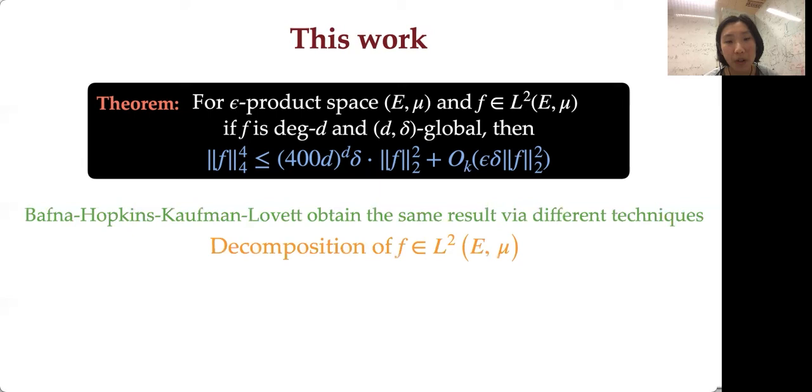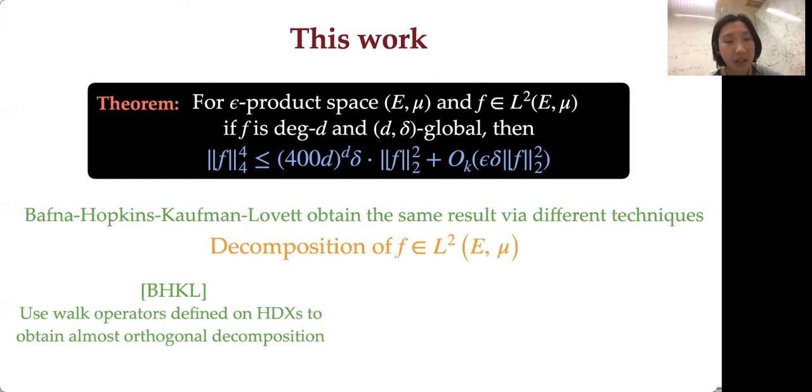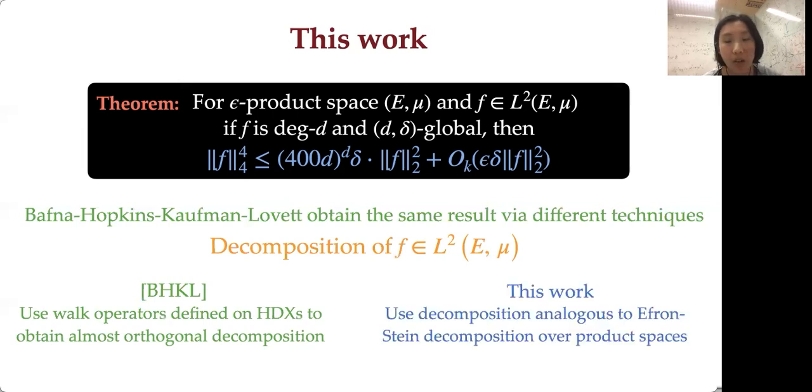Both of our works rely very crucially on a decomposition of a function f over this epsilon product space. But the difference is that Bafna, Hopkins, Kaufman, and Lovett obtained this decomposition using random walk operators defined on high dimensional expanders. Well, in our case, we generalize the Efron-Stein decomposition over the product space and obtain a decomposition for epsilon product space. So this is the main difference.